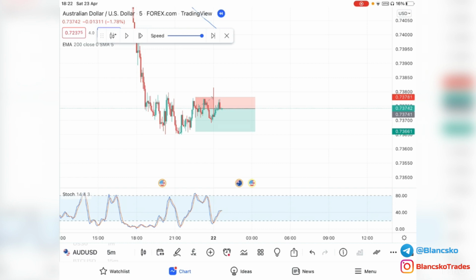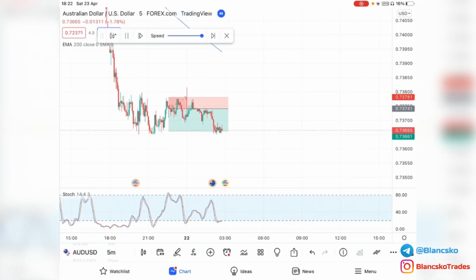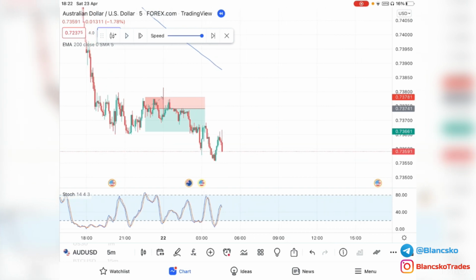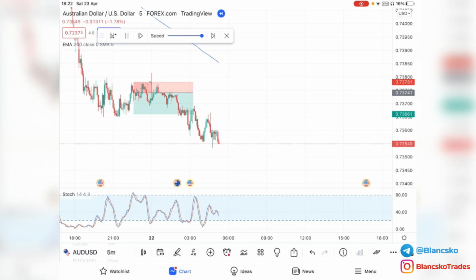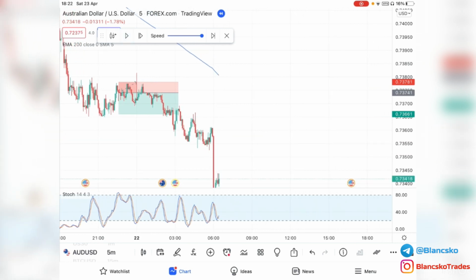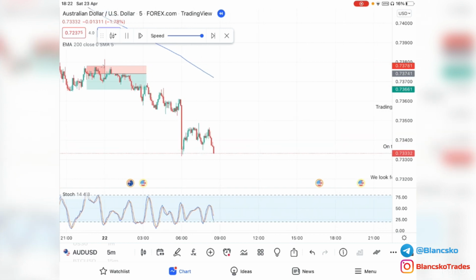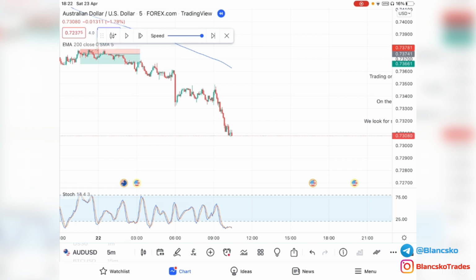Okay, so now let's look for more setups. See if we get another one. Let's see, price is playing forward. Here, we wouldn't have entered here because, as you can see, the stochastic wasn't above 80, so we respect the rules. The stochastic has to come above 80 for us to get into sells. So let's wait for the market to see.